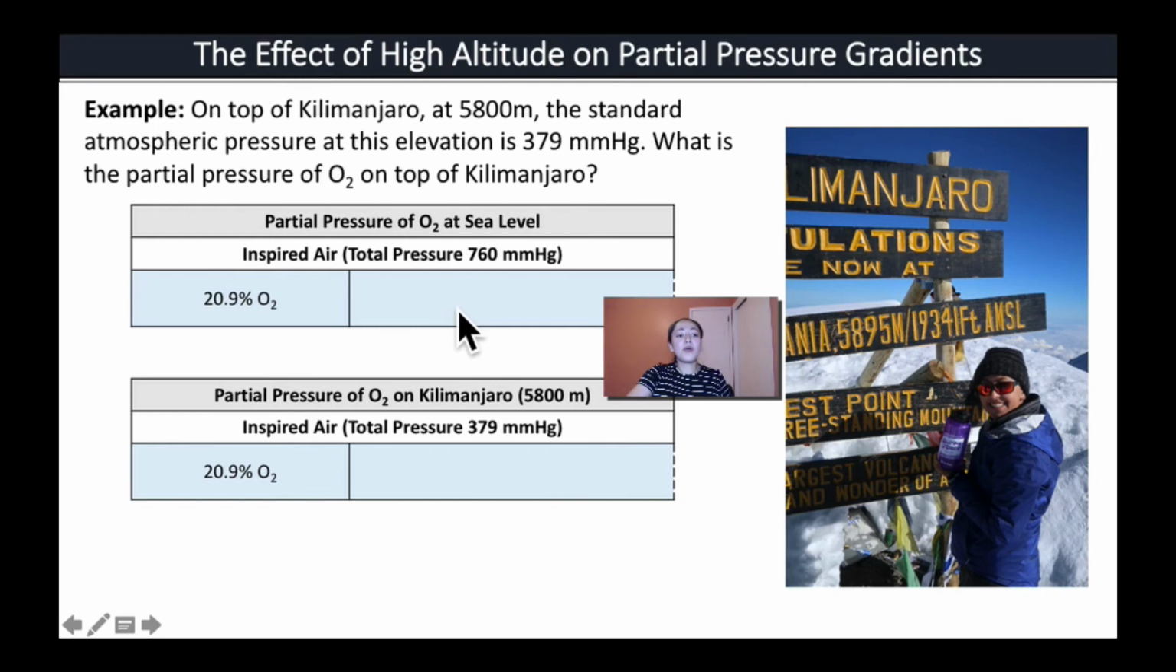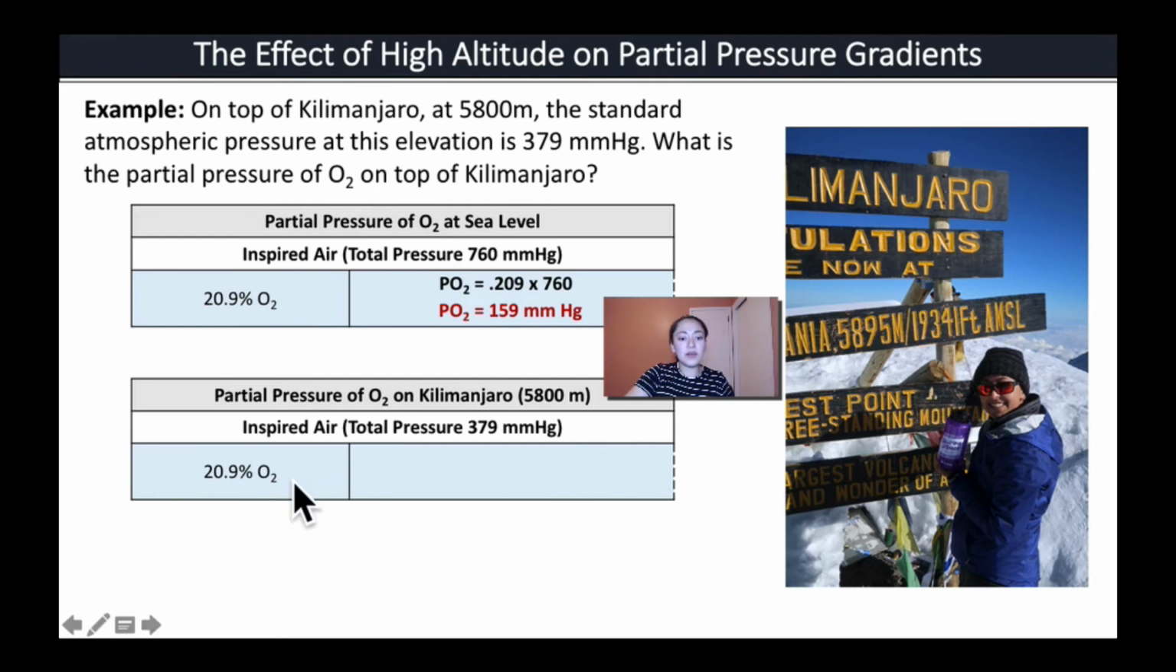Now, how does this affect the partial pressure of oxygen? Well, one thing you'll notice is that the composition of air hasn't changed from up on the top of the mountain versus at sea level. So the air is still made up of 20.9% oxygen. That hasn't changed. But how do we calculate the partial pressure of oxygen again? All you do is you take 20.9% and multiply it by 760. In order to do that again, you have to move the decimal place over to the left twice. And so take 0.209 times 760, the partial pressure of oxygen at sea level is 159.